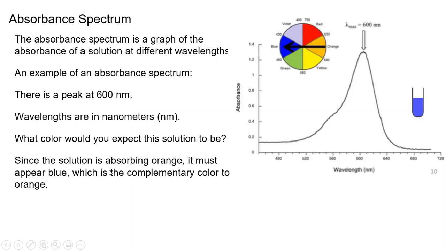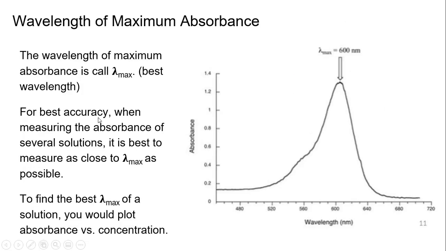Since the solution is absorbing orange, it must appear blue, which is the complementary color to orange. Wavelength of maximum absorbance. So you always want to measure at the best wavelength. Why? Because you get the most accuracy. You're getting the best values for absorbance, and you'll usually have several solutions. So you want to have the best starting out and not have faulty values, because when you try to graph, that's when you'll see the problems occur.